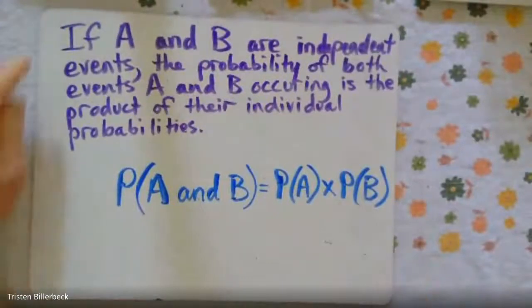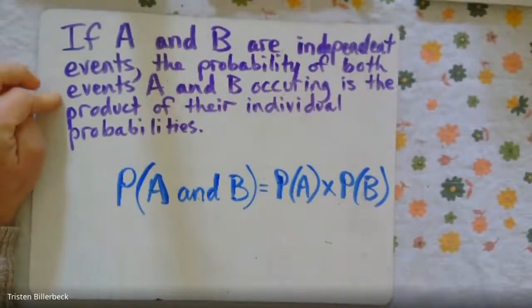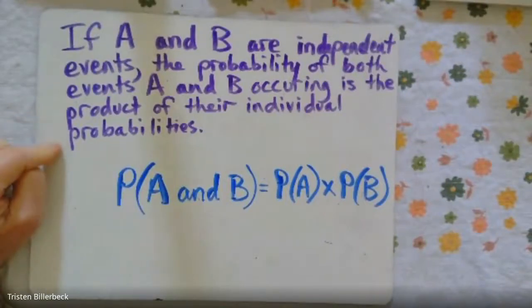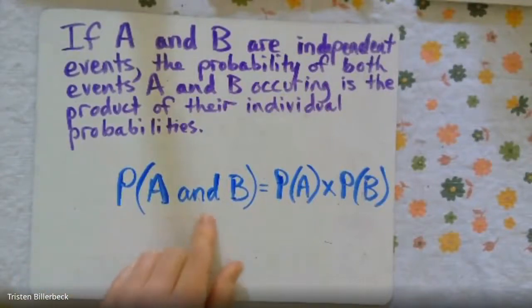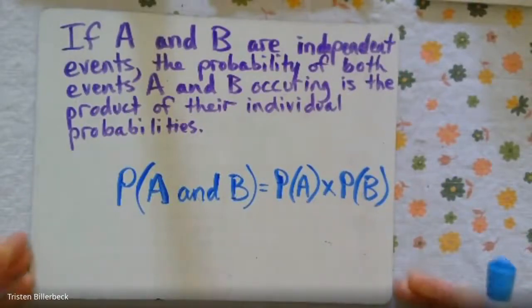So let's look at this. If A and B are independent events, the probability of both events, A and B, occurring is the product of their individual probabilities. So if we have the probability of A and B happening, then we multiply the probability that event A will occur times the probability that event B will occur.